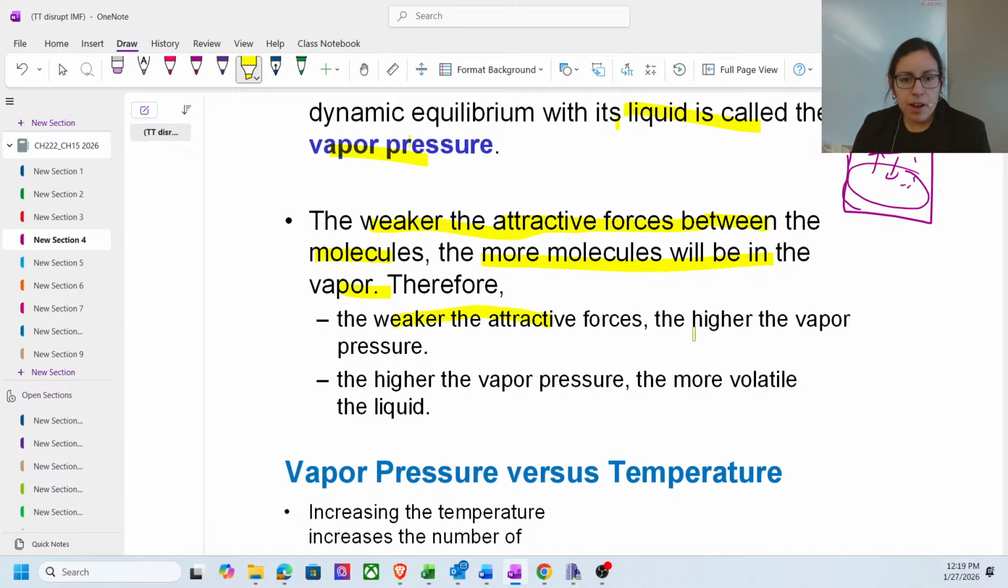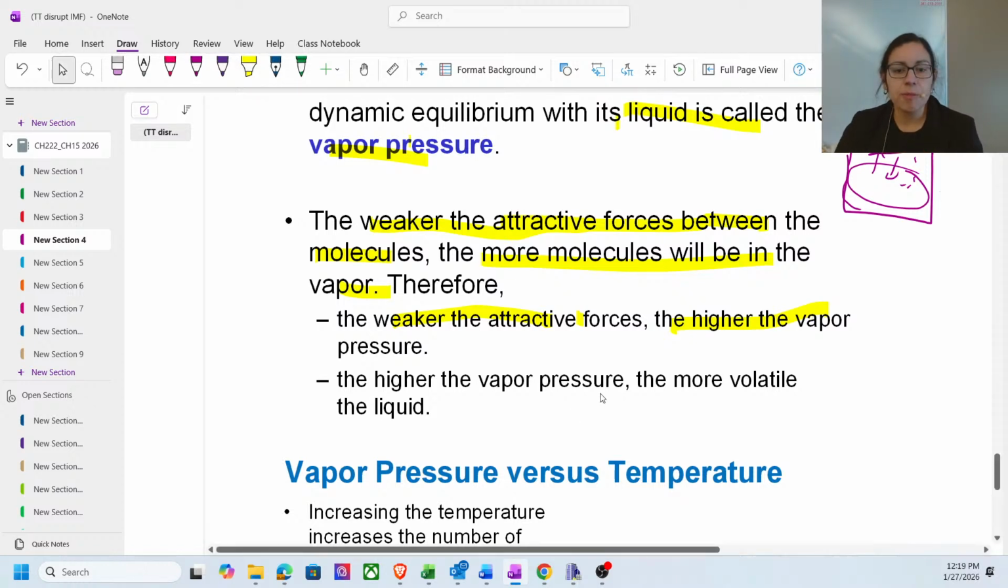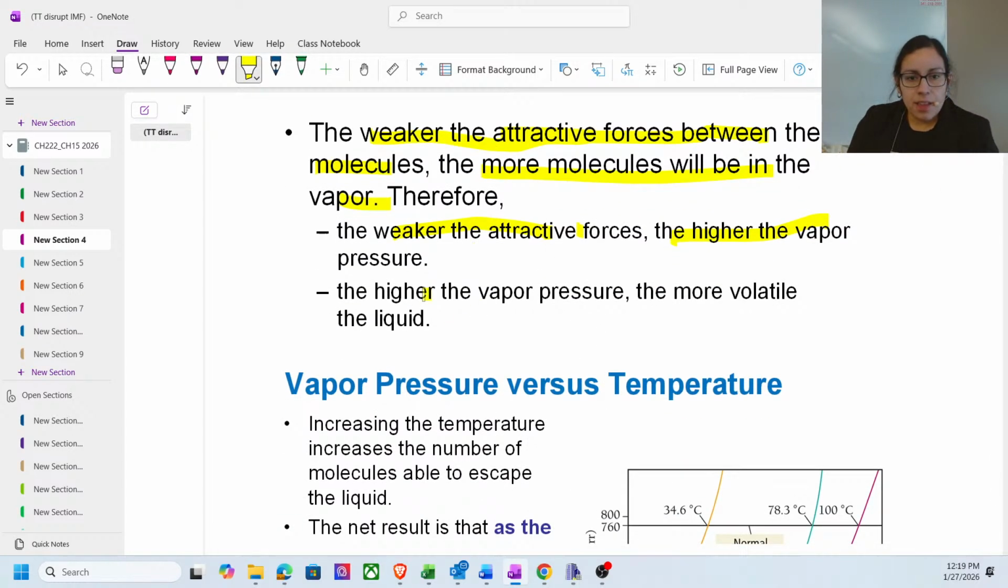So weaker attractive forces, higher vapor pressure. Again, that makes sense. They're not holding each other down, so they're flying up, being volatile, and ending up in your face and nose. And of course, the higher the vapor pressure, that's where this term volatile comes in, where it's vaporous and you can smell it as a working chemist.